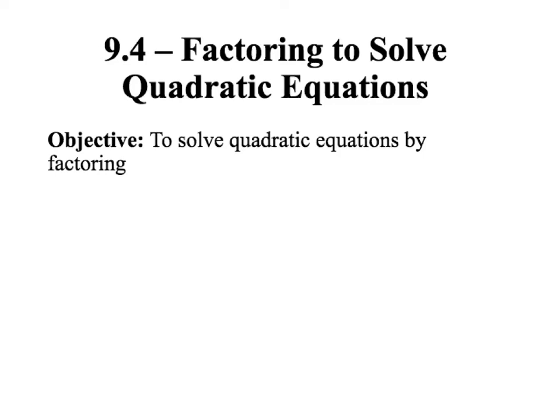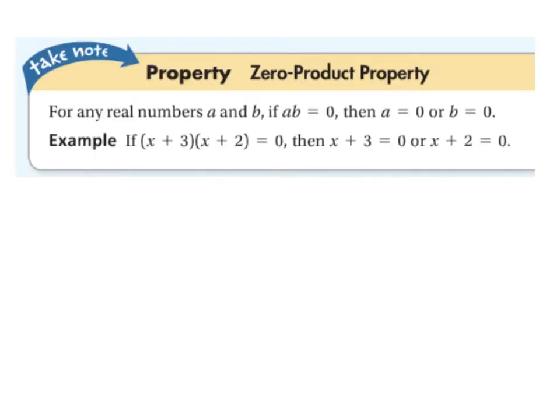This is a review of factoring to solve quadratic equations. The zero product property says that if we multiply two numbers together, A and B, and get 0, then either A was 0 or B was 0. So, for example, if we have x plus 3 times x plus 2 and that equals 0, then either x plus 3 equals 0 or x plus 2 equals 0.